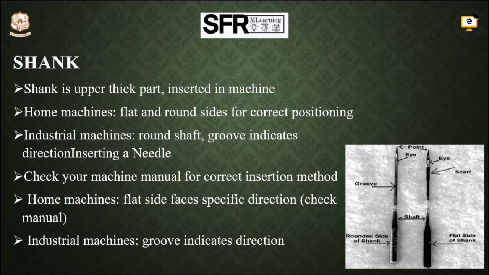Home sewing machine needles are composed of a flat and a round side to assist in always having the needle in the correct position. Always refer to your sewing machine manual for the correct way to insert the needle in your machine. Industrial machine needles have a completely round shank and the groove is used to know which direction to put the needle in the machine. The end part of the needle is the shank.